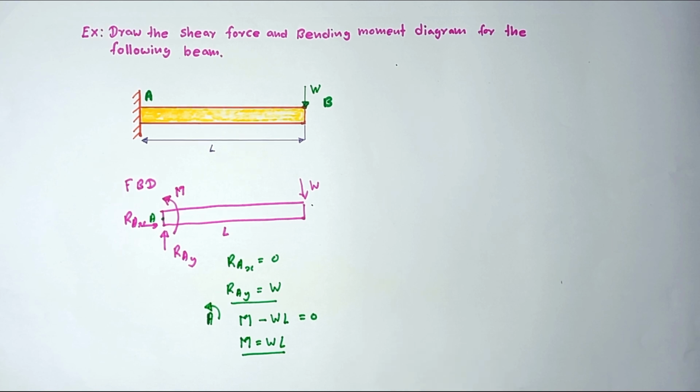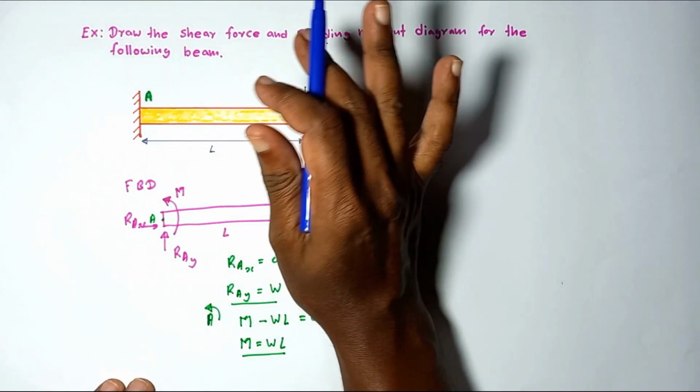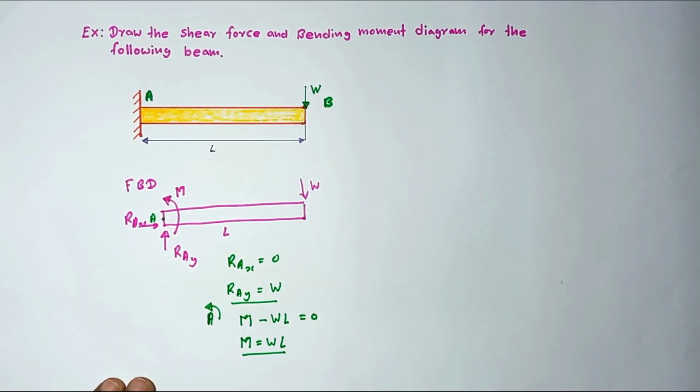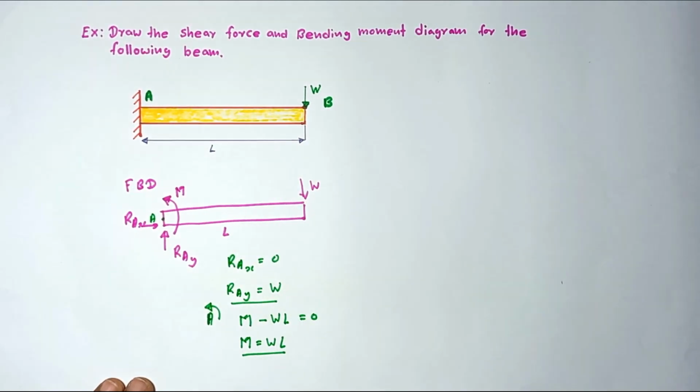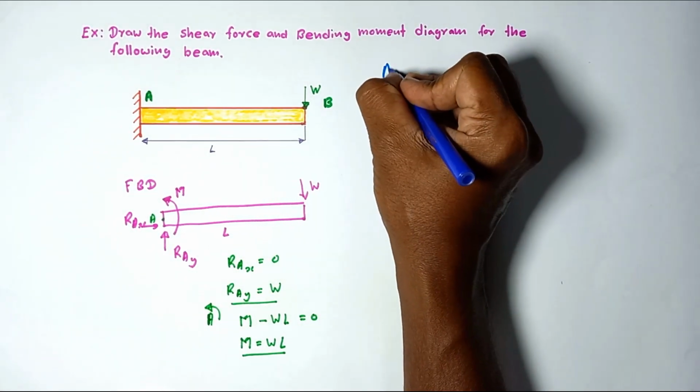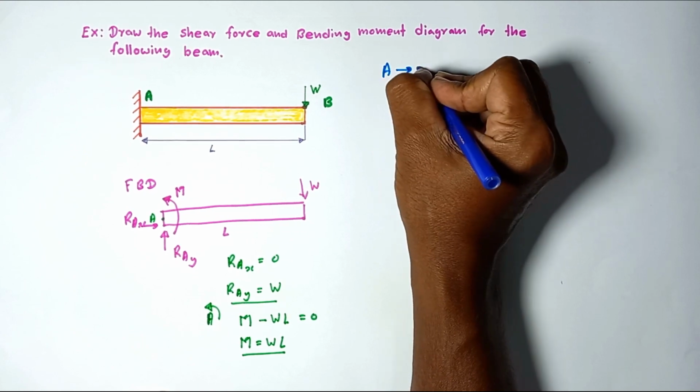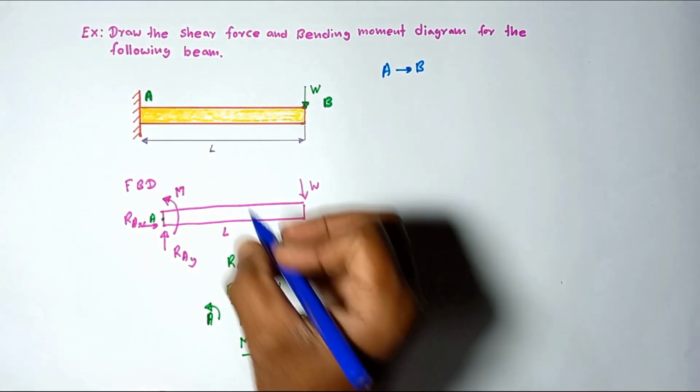The next step, we are going to introduce an imaginary cut. That means we have to divide the beam into segments so that the loading within each segment is continuous. You can see from A to B, the loading is continuous, so the entire beam we can consider as one segment. Then we are going to obtain equations for the A to B region.